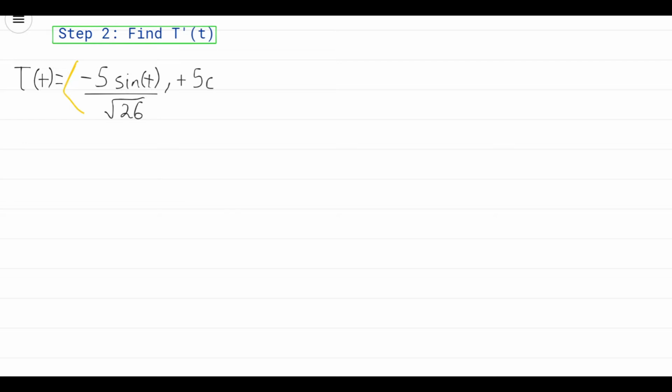Now for step 2: now that we have our unit tangent vector, we're going to find its derivative. Our unit tangent vector was negative 5 sine t, positive 5 cosine t, 1, all divided by the square root of 26. So now we're going to take the derivative again. It can look a little daunting, but just know that negative 5 divided by the square root of 26 is itself one constant.